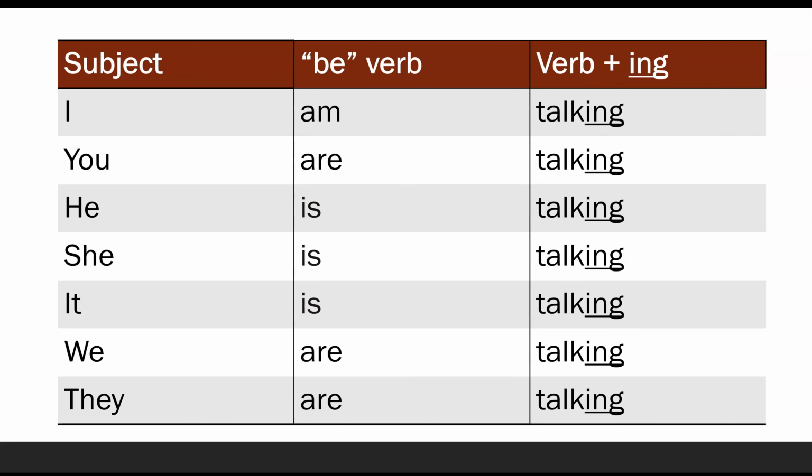All right, so here you see the grammar chart. So this one you can take a picture or maybe put that in your notebook if you want to study it. It has the subject, all the people, the be verb in simple present, and the verb with ing. So I'm just going to read them to you. I am talking. You are talking. He is talking. She is talking. It is talking. We are talking. They are talking.